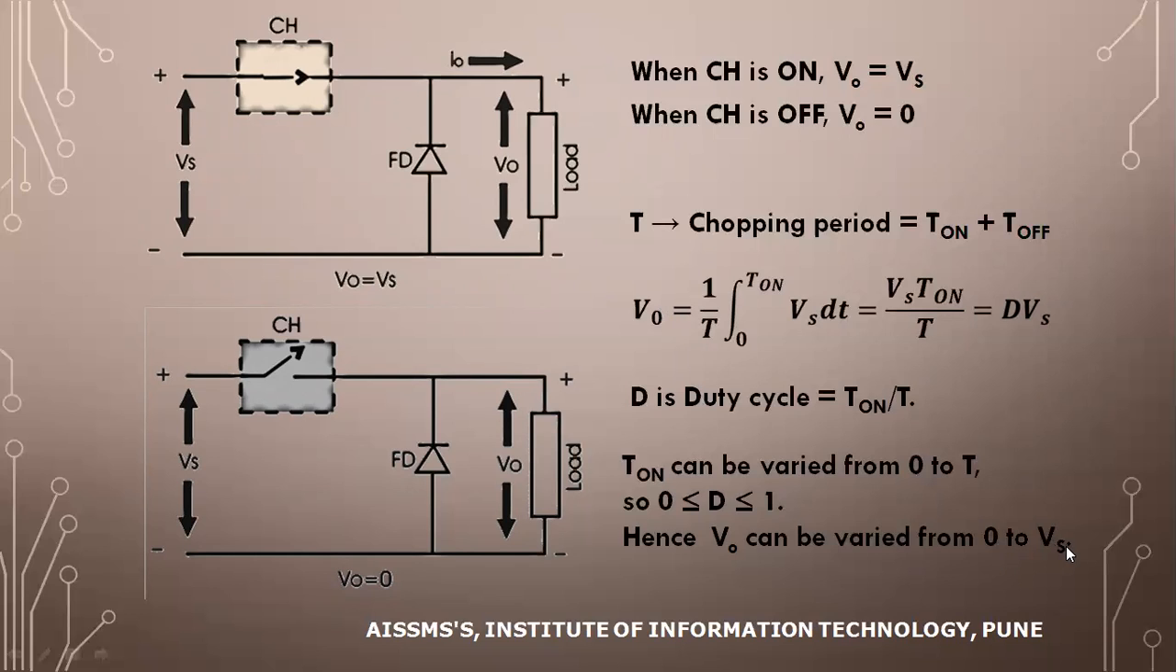Now in this chopper, the output voltage obtained is always less than or equal to Vs, and that's why it is also called as step down chopper. So this is all about type A chopper or first quadrant chopper. In this chopper, as the output voltage is always less than or equal to source voltage, that's why it is also called as step down chopper.